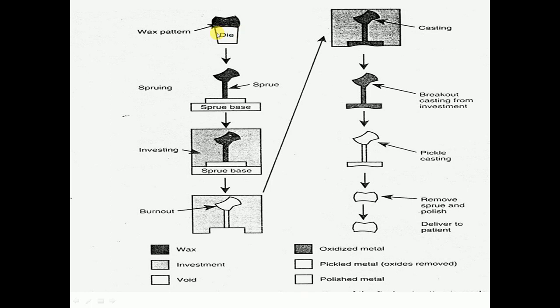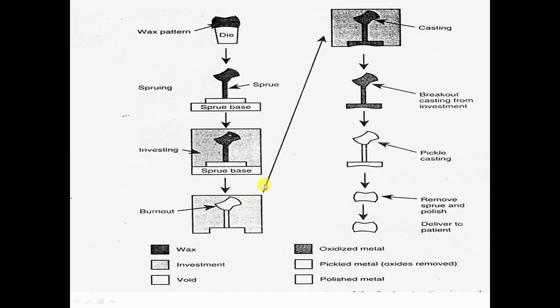You have a wax, you have a die in which you created a wax pattern, and the wax pattern is now connected to a sprue on a sprue base, which is known as the sprueing method. And your wax pattern along with the sprue, you place into an investment material, which is known as investing. Now you can put this complete investing thing into the furnace, which leads to the burnout of the wax.